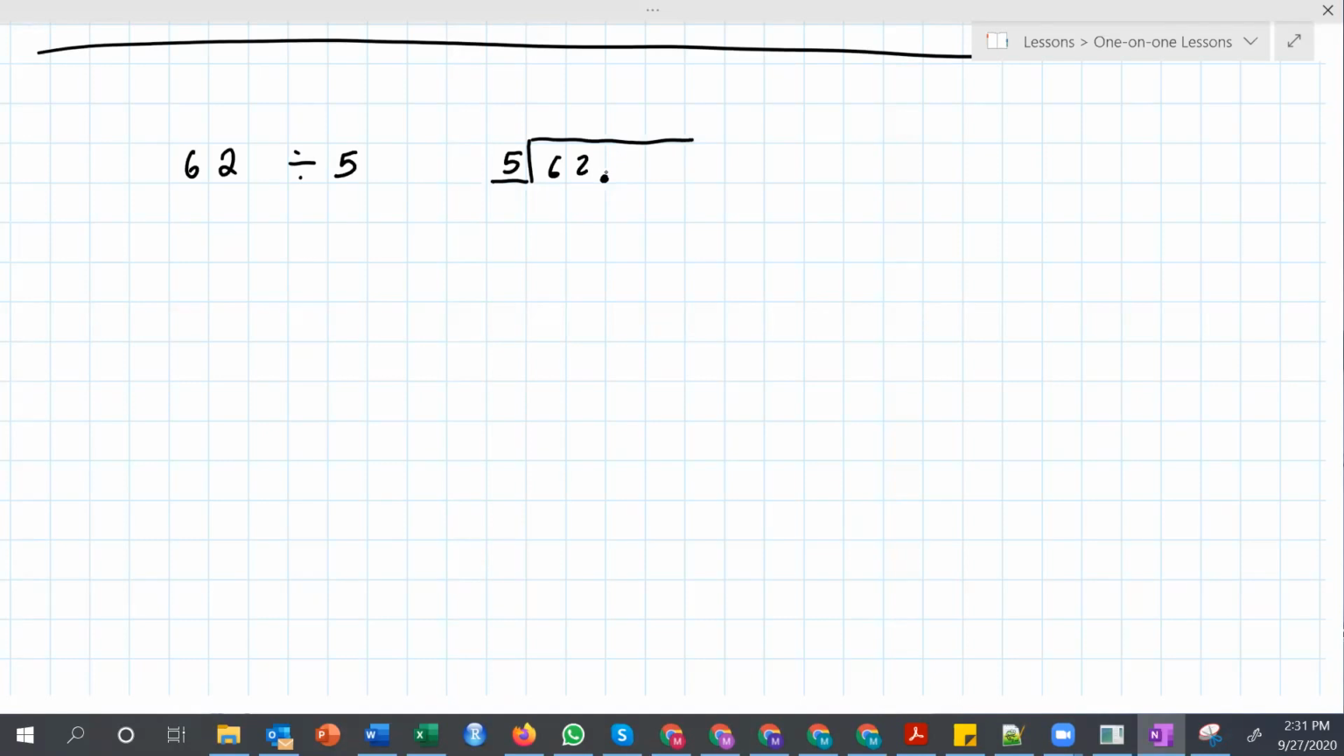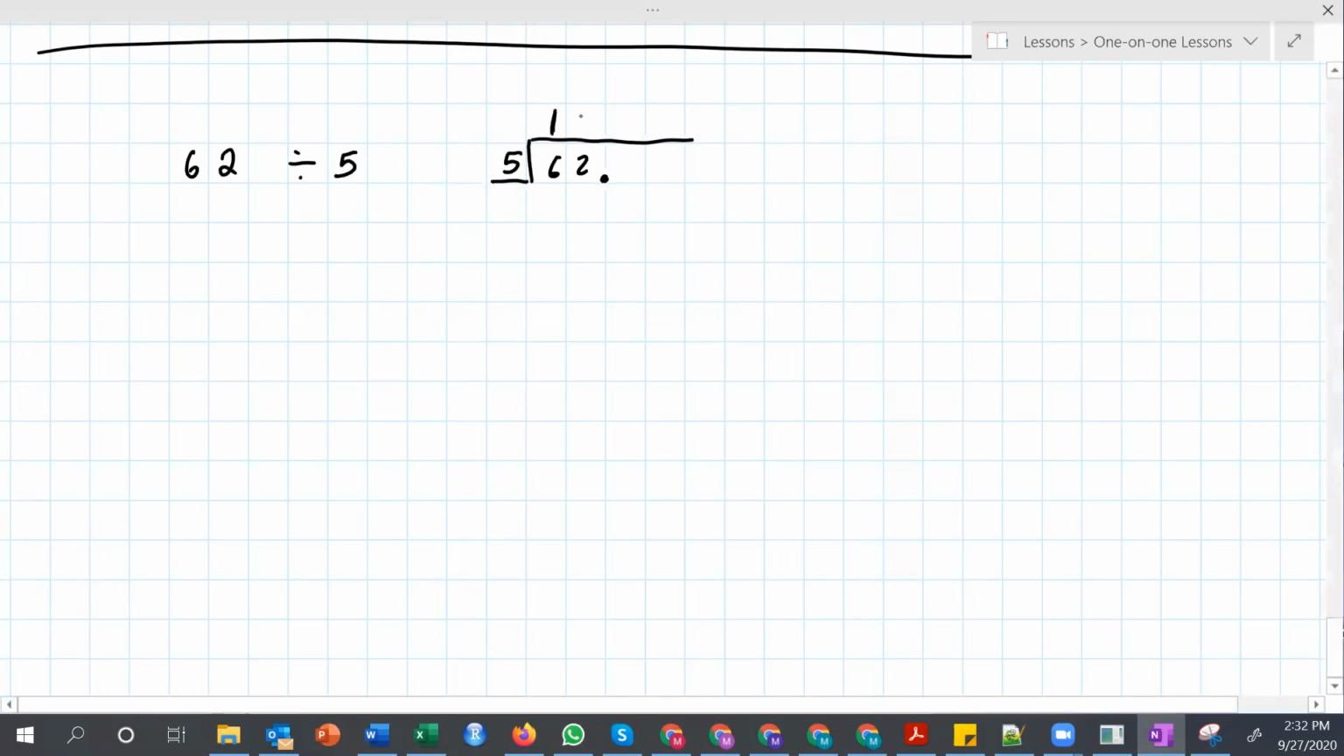Can you scroll up a little bit? Sure, but let's just work on this together. How many times does 5 go into 62? And if you can't answer that, how many times does 5 go into 6? 5 goes into 62 12 times.